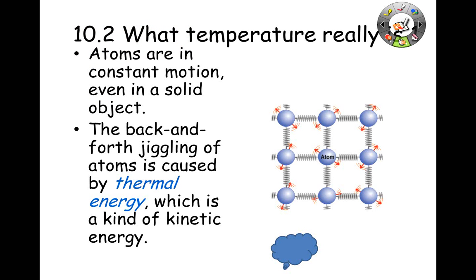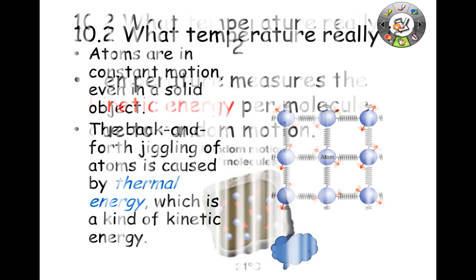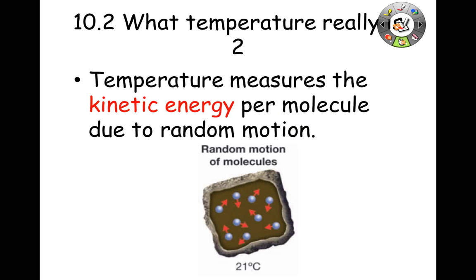So, what is temperature really? Atoms are in constant motion. Even in a solid, they're always making that jiggy, doing that jiggy. This back and forth jiggling is caused by what we call thermal energy. Temperature, as you already know, measures the kinetic energy per molecule, the random kinetic energy per molecule.